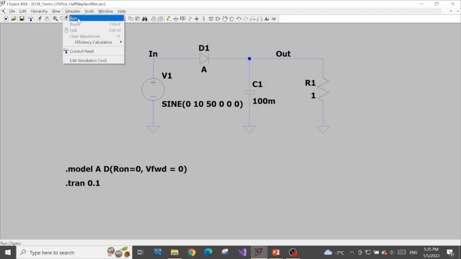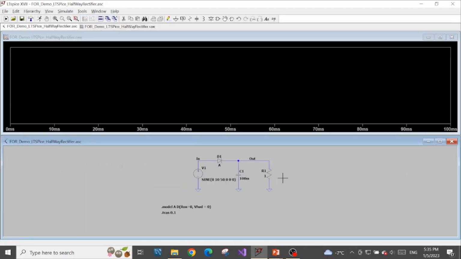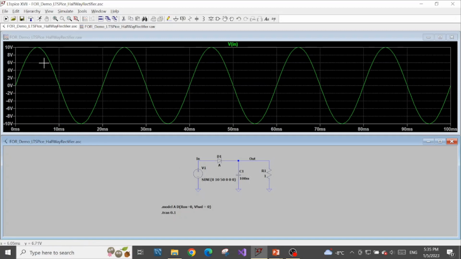Let's simulate. I'm doing the time analysis of the circuit. Let's look at our input signal, which is the sine wave. Perfect. And the peak is 10 volt. Correct. We need a sine wave with the frequency 50 Hz. So if we look from here until here, 1 period equals 20 millisecond, which corresponds to 50 Hz. Correct.